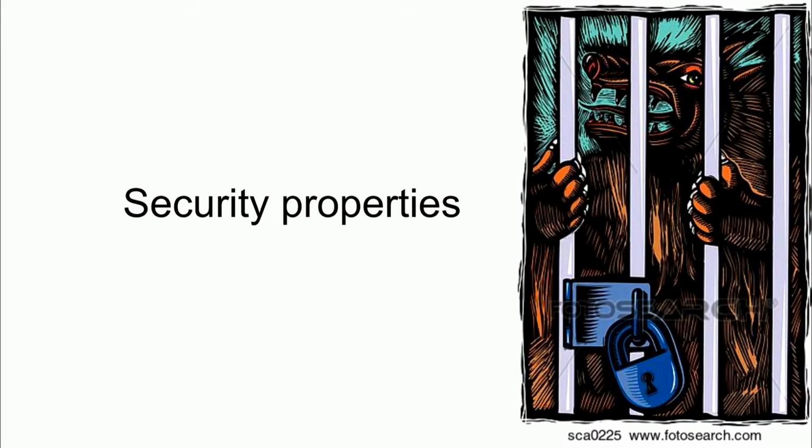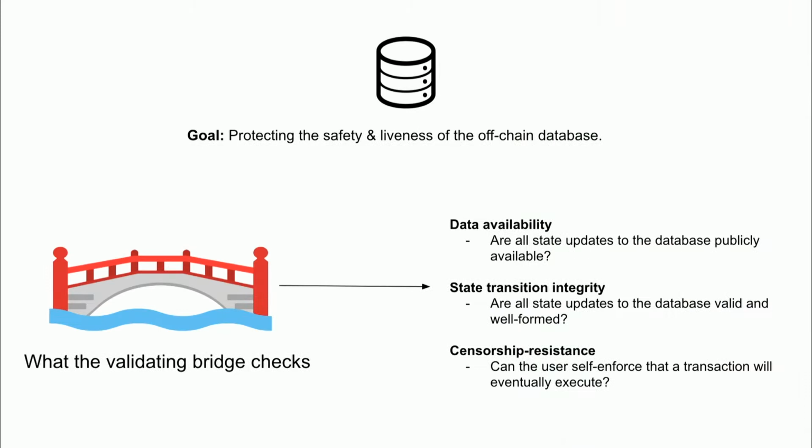So what does it mean to be secure in this context? What are the security properties? What are the goals? So the ultimate goal is to protect the safety and the liveness of this off-chain database. And there's three sub-goals to this. One, remember, this is all from the perspective of the bridge. The bridge needs to be convinced that all the data is publicly available, so anyone can compute a copy of the database. Two, the bridge needs to be convinced that every transaction processed by this database is valid and correct.